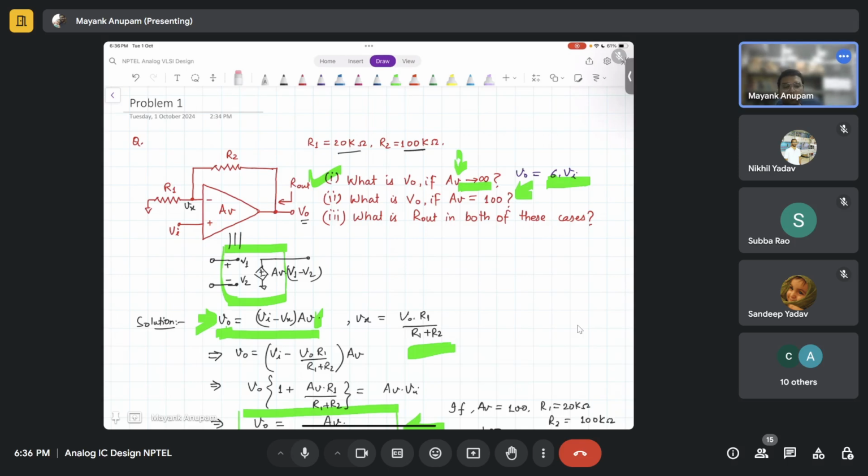What is the error? If the DC gain is not infinite, what is going to be the error? Steady state error. So that you have learnt. Anyway, we are going to attempt an exercise on that, but this is just to give you a flavor.